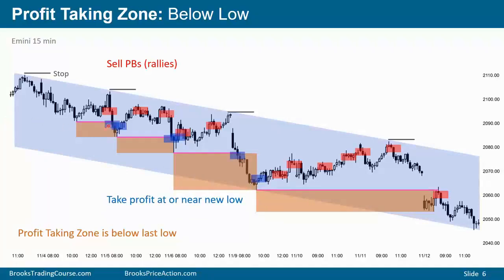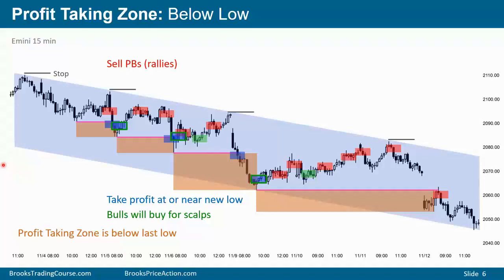It's reasonable to take profits at the low with a limit order or on a reversal up from below the low. For example, here, if a bear sold here, he might take profits, partial profits, or full profits here, and then he'll take more profits or exit completely on a reversal up, especially a micro double bottom and a decent buy signal bar.